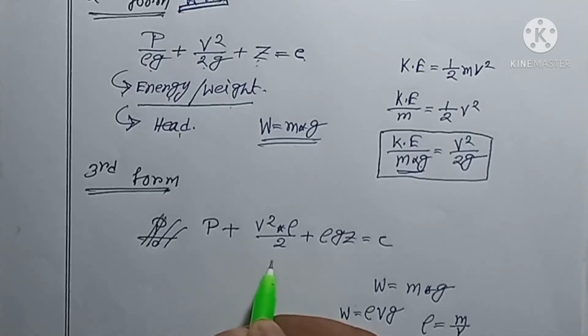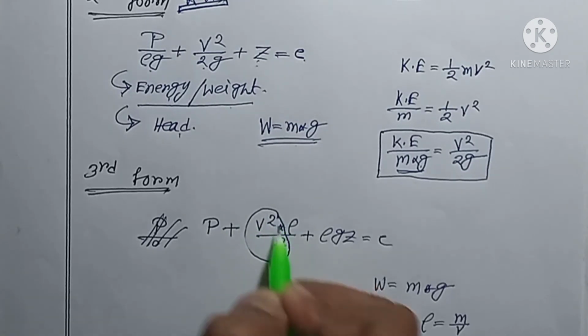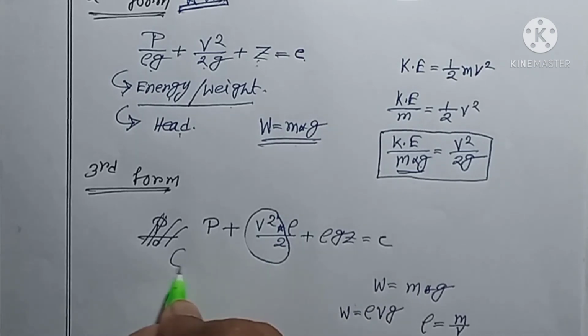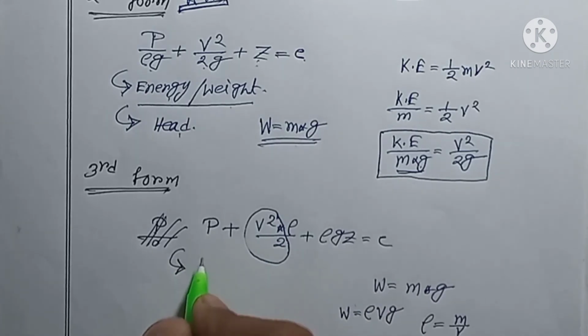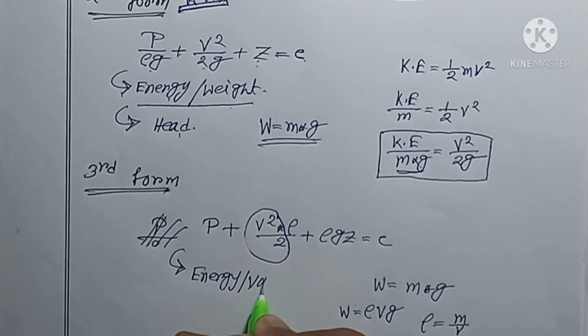Already we have v square by 2 in terms of per unit mass. Again, if you multiply it by density rho, then this will be in terms of volume. So we can say this is the form of Bernoulli's equation per unit volume, that is, energy per unit volume.